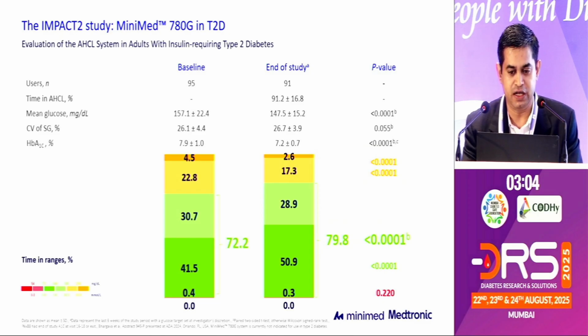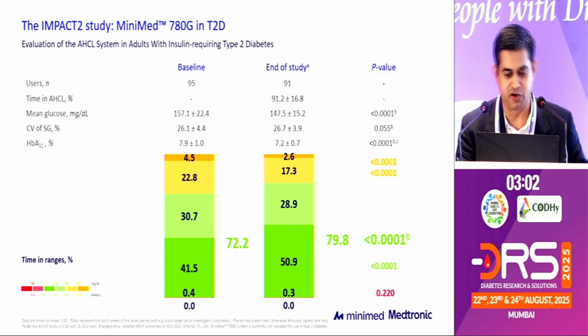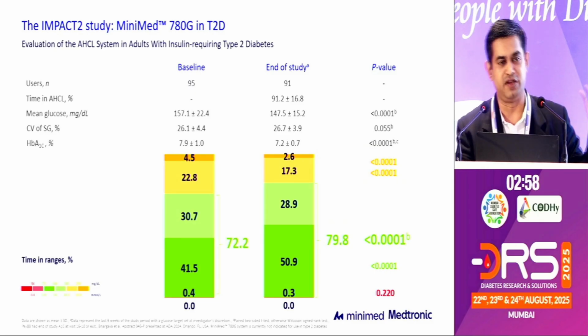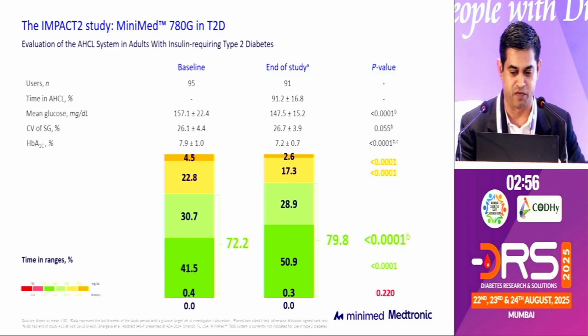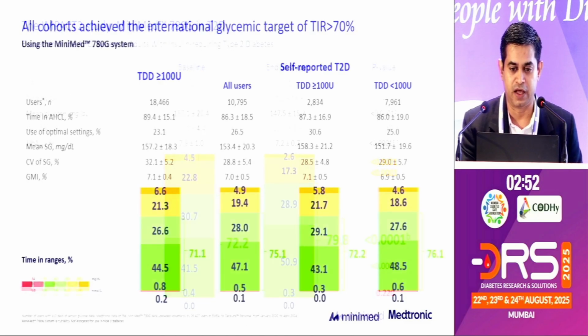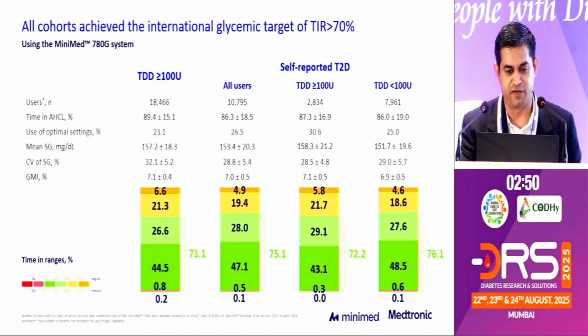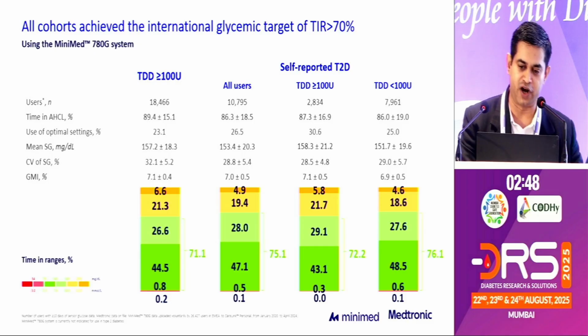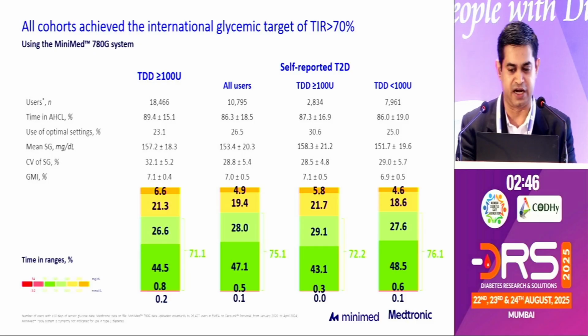This is type 2 data. All the previous data we saw was type 1, and you can see the type 2 data, baseline and end of study. You can see the time in tight range and time in range. Wonderful, no hypoglycemia at all. This was again self-reported, people who used more than 100 and less than 100 units. Again, it works very well in people who used more amount of insulin.